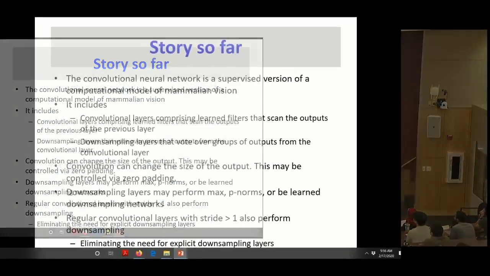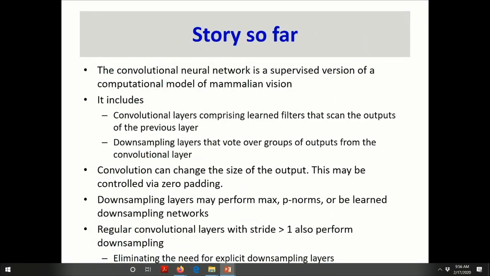The convolutional neural network is a supervised version of a computational model of mammalian vision. It includes convolutional layers comprising learned filters that scan the outputs of the previous layer, and downsampling layers that vote over groups of outputs from the convolution layer. Convolution can change the size of the output. These may be controlled by zero padding. Downsampling layers may perform max or p-norms or be learned downsampling networks, or you can just do this entire downsampling by just using regular convolutions with a stride greater than 1.